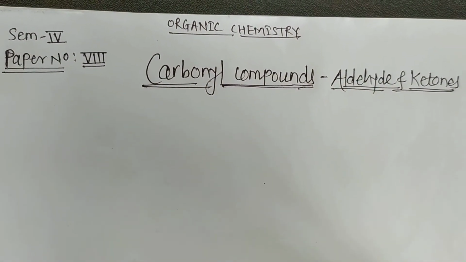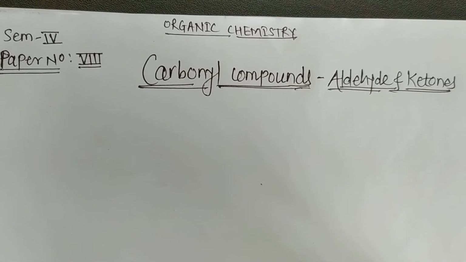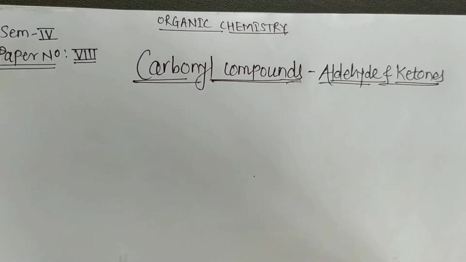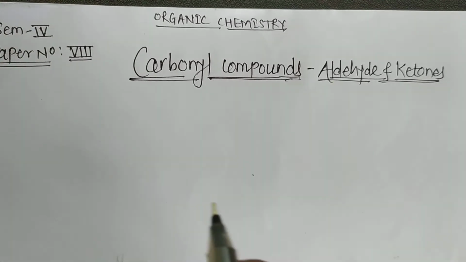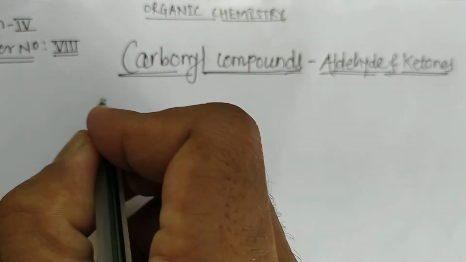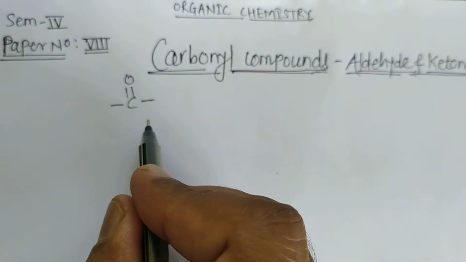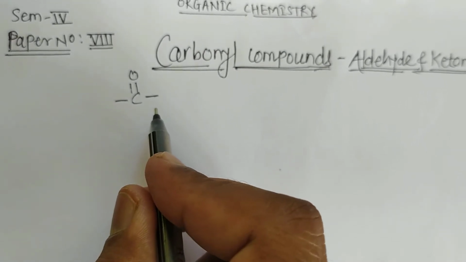Today we are going to see a chapter from Organic Chemistry, semester 4, paper number 8, that is carbonyl compounds. Then what is meant by carbonyl compounds? The compounds which contain carbonyl groups are called carbonyl compounds. That means C double bond O. This is the carbonyl group, and the compounds which contain this carbonyl group are known as carbonyl compounds.